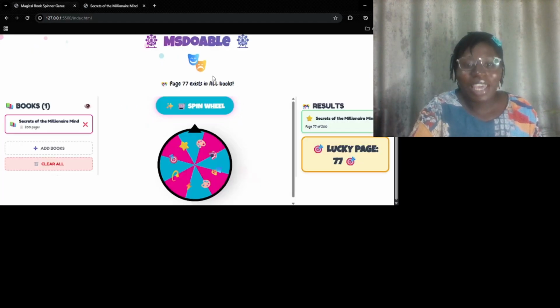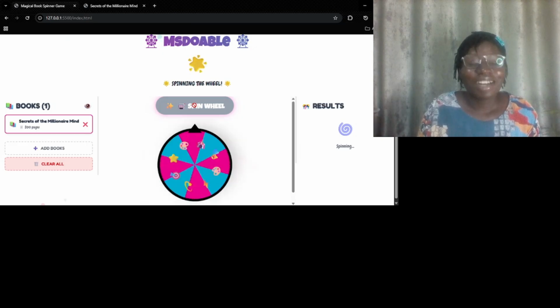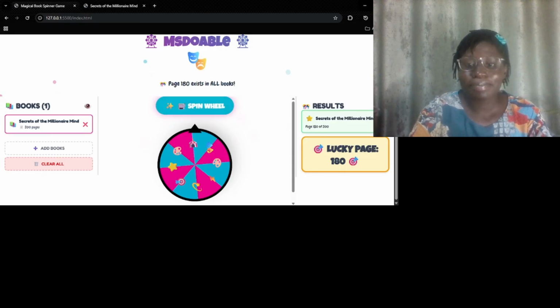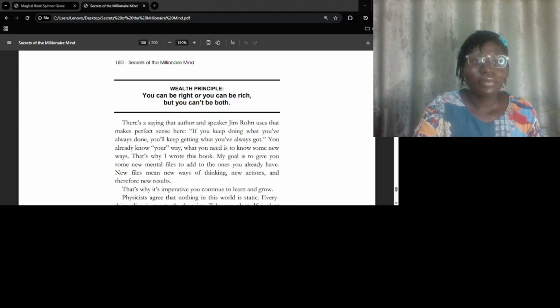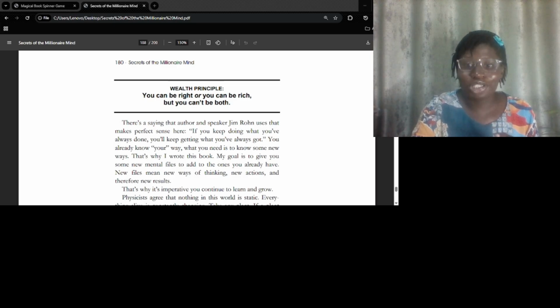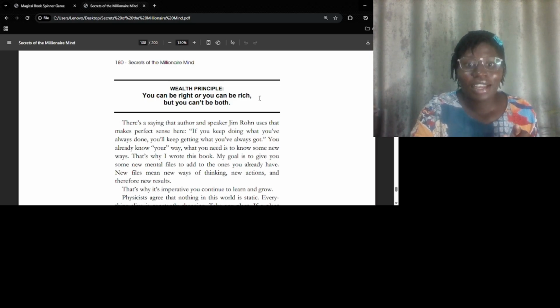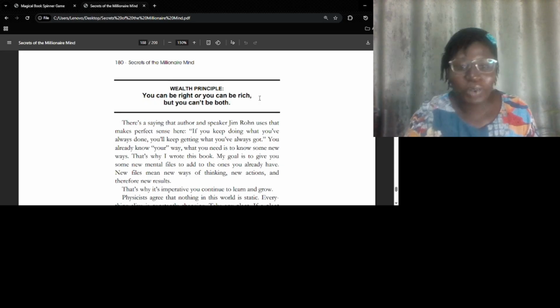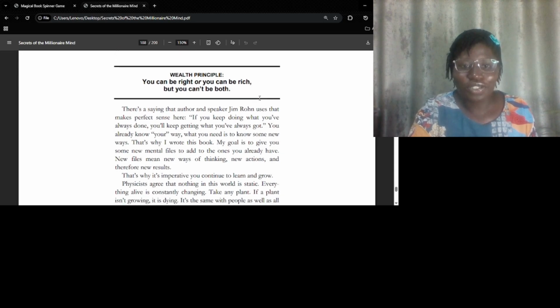Let's spin the wheel, baby. I'm liking this. Page 180, let's go find out. Alright, what does page 180 tell us? I already like the principle it shows immediately. There's a wealth principle there. You can be right or you can be rich, but you can't be both. This speaks something. We shall get back there when we are trying to make sense out of it.